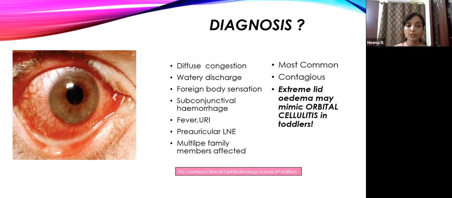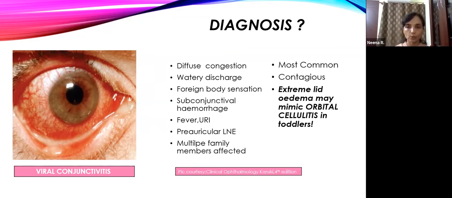So in younger children, this may even mimic an orbital cellulitis, and the pediatrician may think of it as an orbital cellulitis and start IV antibiotics. But this is nothing but viral conjunctivitis, which is usually due to adenoviral infection. In severe cases, there may be pharyngoconjunctival fever or epidemic keratoconjunctivitis, but most of the time it may be an isolated condition with fever and preauricular lymph node enlargement. So the treatment is just supportive and symptomatic treatment.